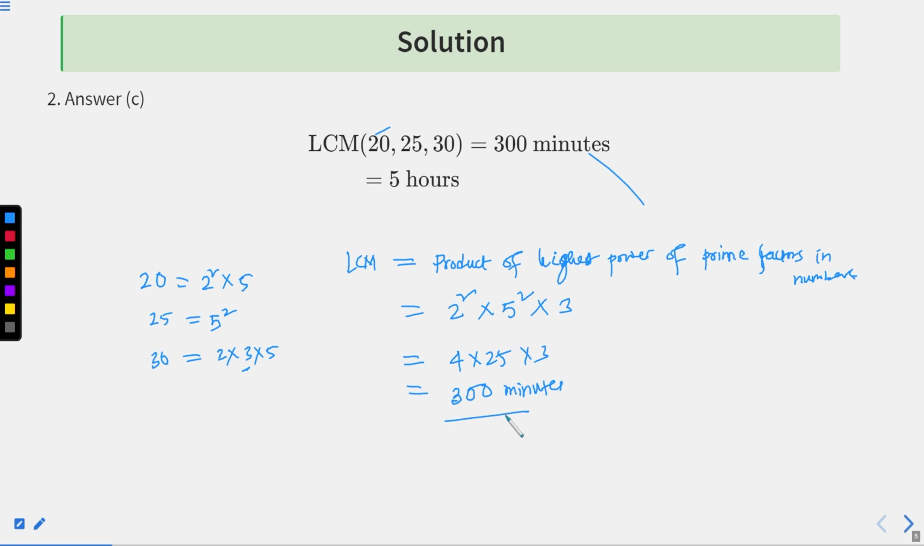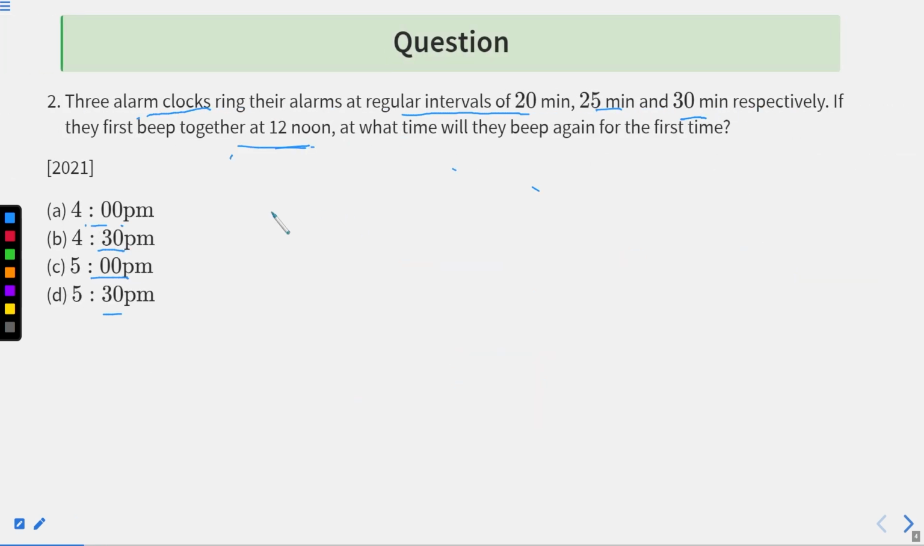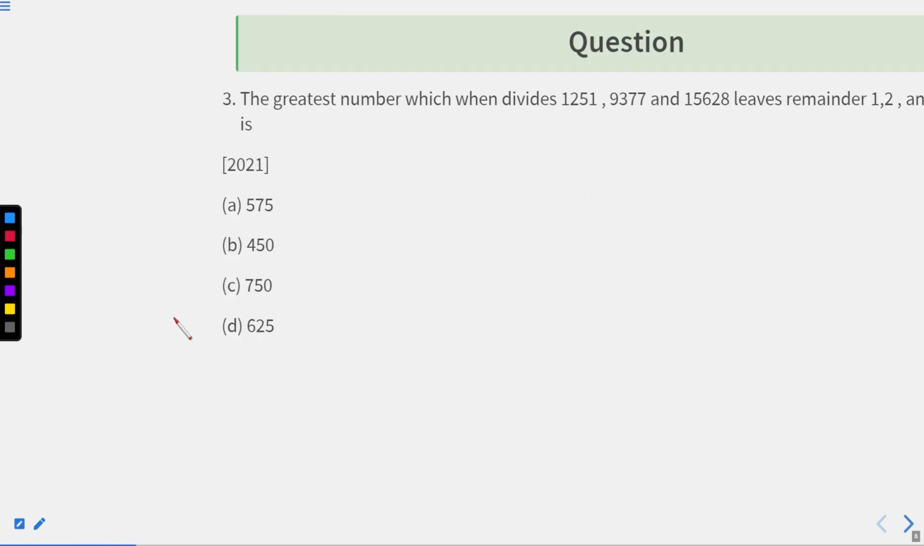Okay, and 300 minutes is basically equal to 5 hours. So for this question, option C will be correct. So at 5 p.m. they will beep again for the first time. So here option C is the correct option. Now let us move to the next question.